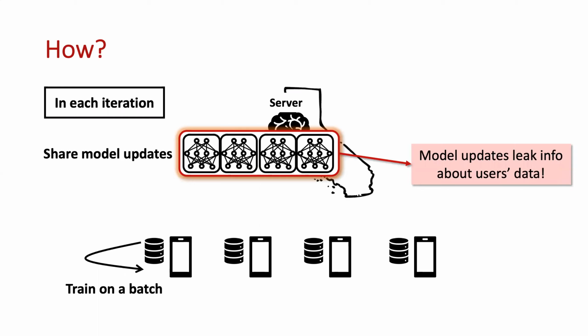So it turns out that if you just do it like this, so this is Federated Learning 101, these model updates still leak information about users' data. And this is something that the original Federated Learning paper doesn't deal with at all.